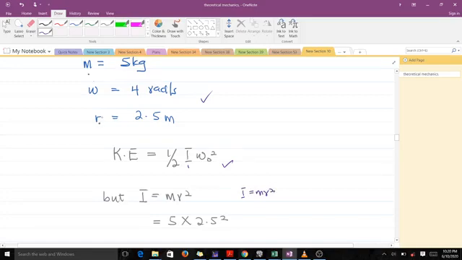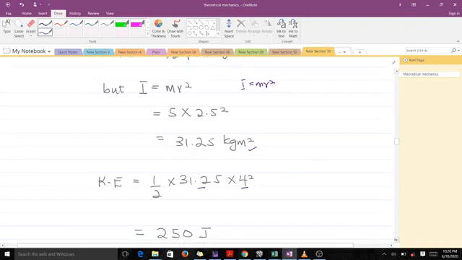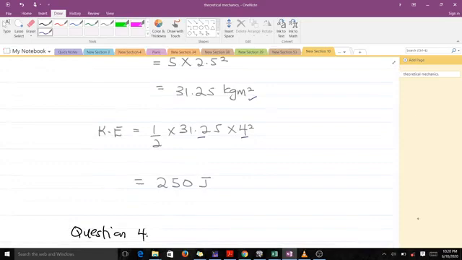So we can use that to compute our moment of inertia, and doing that is going to give us 31.25 kilogram meter squared. And when we make the substitution in, you're going to get half times this, our moment of inertia, and this is our angular velocity. So after making a computation, you're going to get our kinetic energy to be 250 joules.